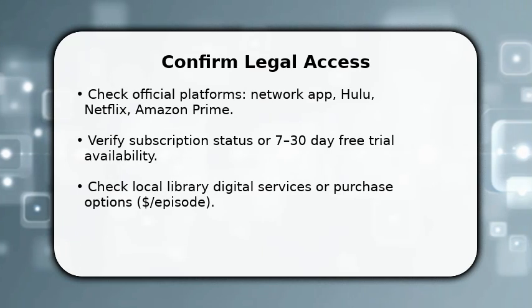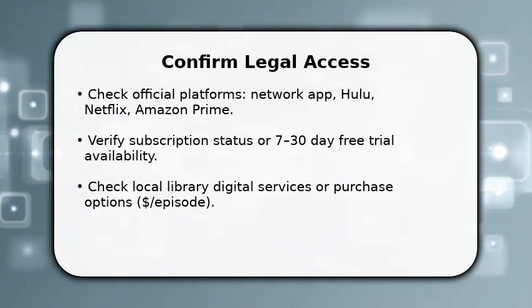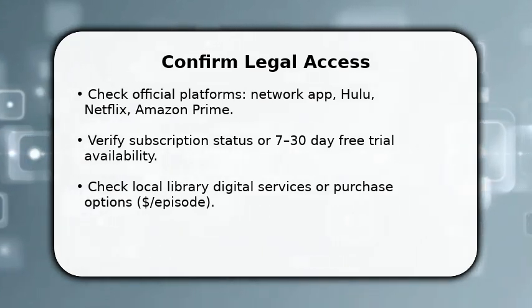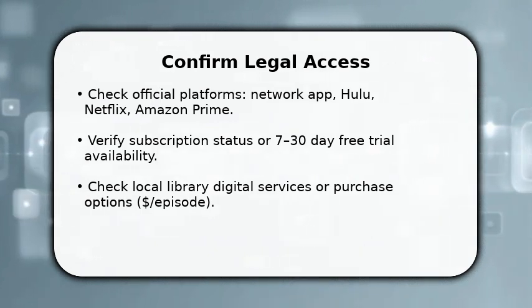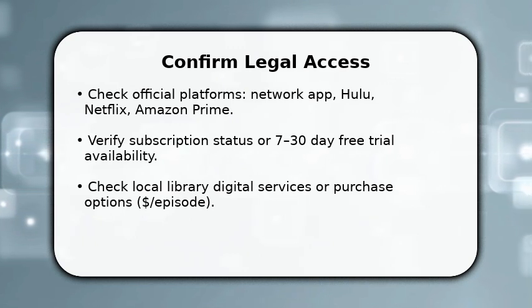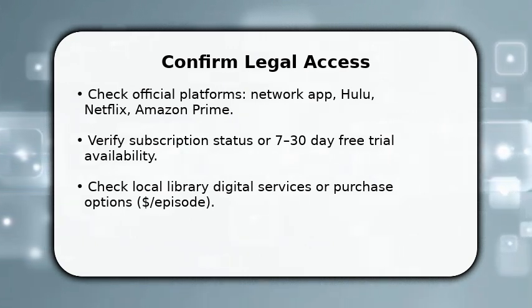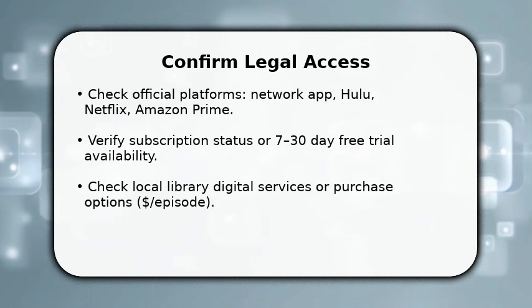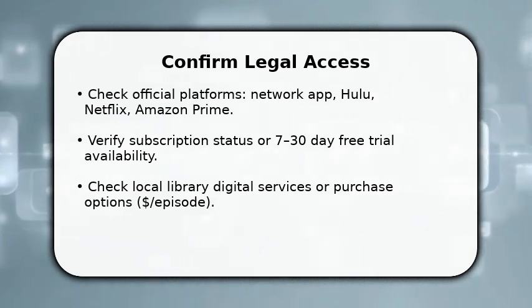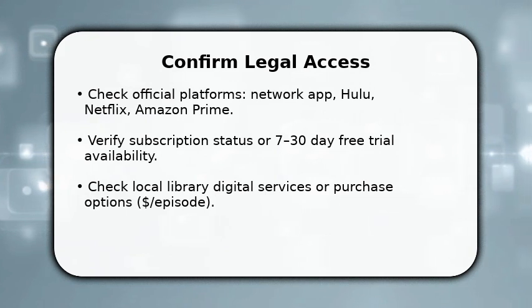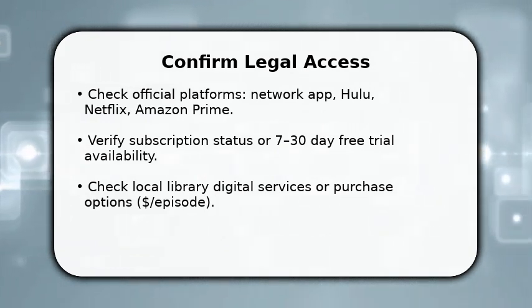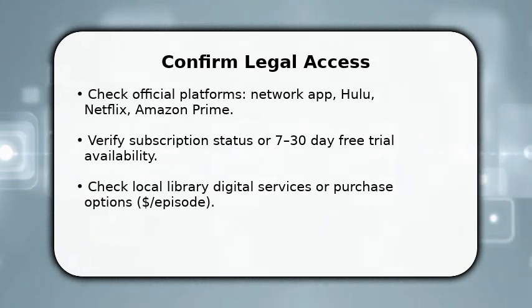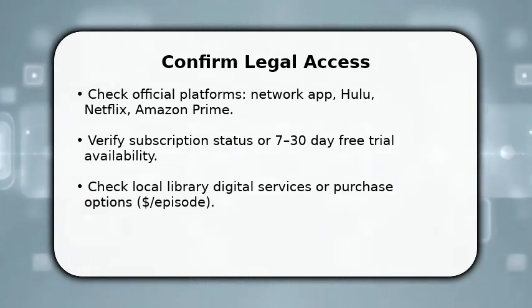You want to start by securing legal access. Search the show title on the network app and major services so you know where it's licensed. Once you find a provider, make sure your account is active and payment info is current, or start a free trial if eligible. If streaming isn't available in your region, look for legitimate purchase options per episode or check your public library's digital catalog for borrowing. This avoids piracy and ensures stable playback.